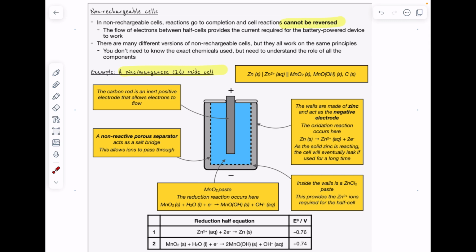The walls of this cell are made of zinc, and in this case, they act as the negative electrode. And because it's the negative electrode, they'll be attracting positive ions. The oxidation reaction occurs here, so the zinc solid loses electrons. And because that solid zinc is reacting, the cell will eventually leak if used for a long time.